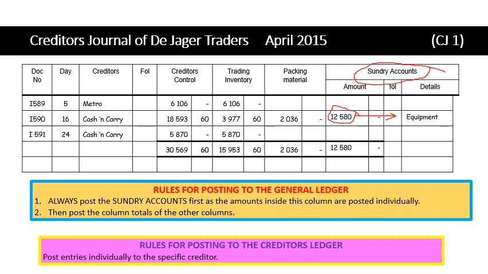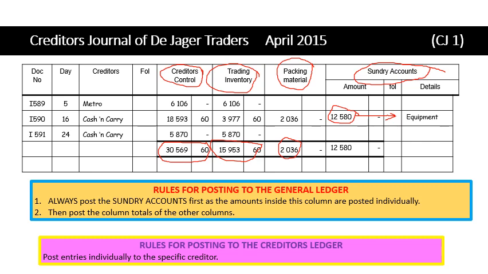Then all the other columns: the packing material column, you will post the total to packing material. The trading inventory column, you will post the total to the trading inventory account. And the creditors control column, which is going to be a new account, will be posted to creditors control.